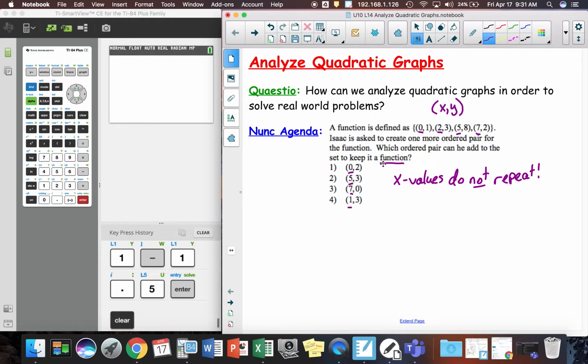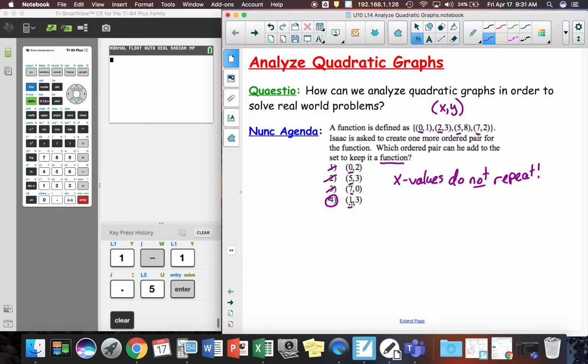Alright, so he wants to keep it a function. What that means is that we can't have any of the x values repeat. So if I have 0 here, I can't have 0 as part of my answer here. So 1 is out. I have 2 here, can't have 2 as my answer. But there's no 2, so that's fine. There's a 5 here, so 5 can't be part of my answer. And finally there's a 7 here, 7 can't be part of my answer. The only one that works is answer choice 4.